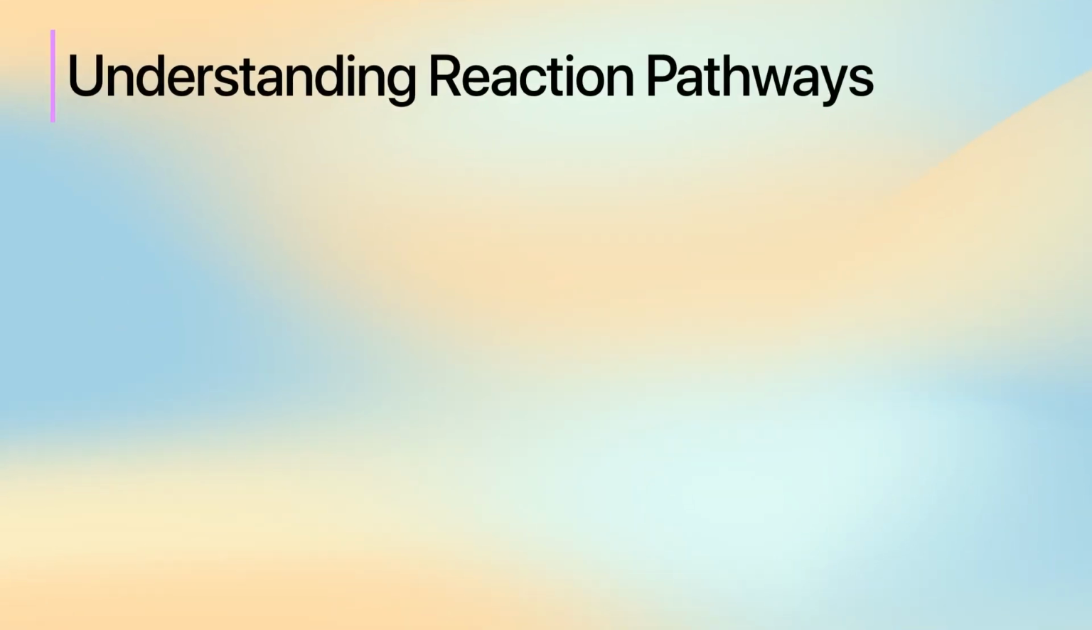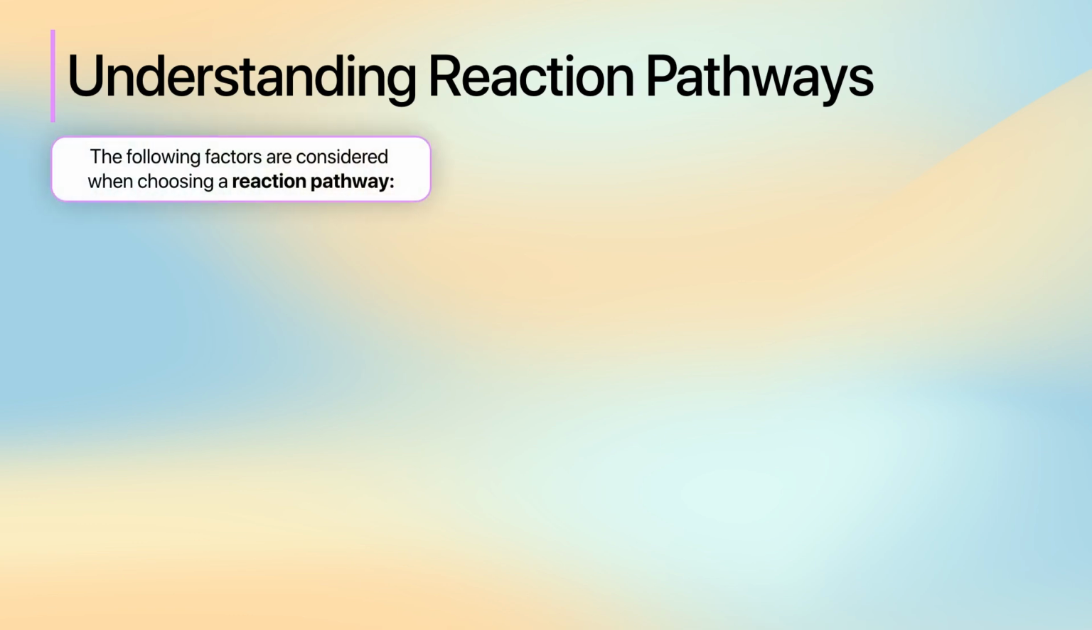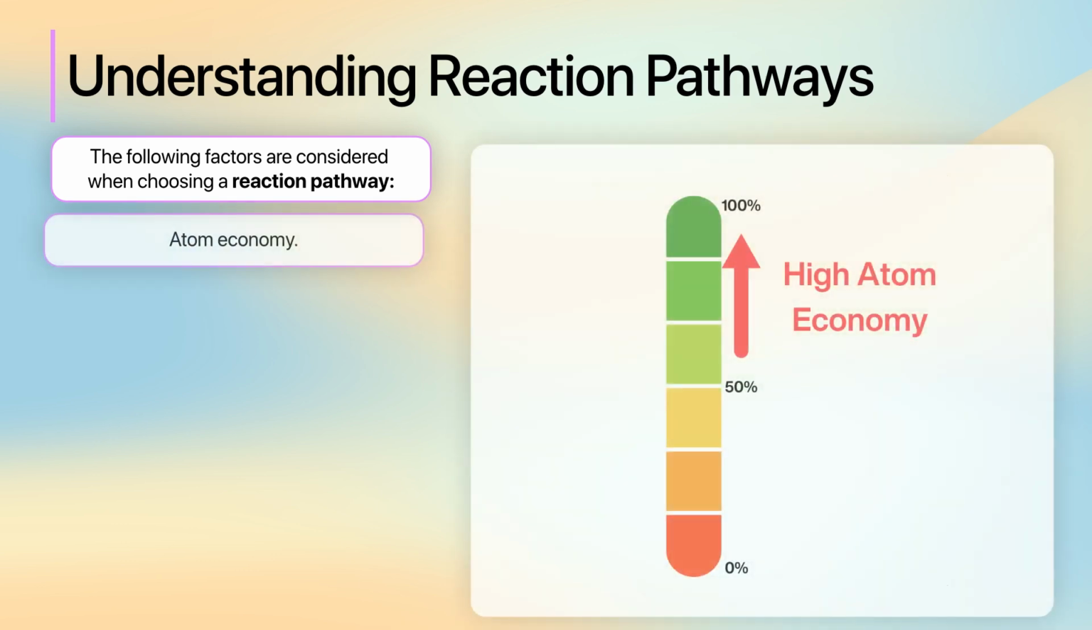When manufacturing a product in an industrial setting, scientists usually consider more than one reaction that can produce this product. Atom economy and percentage yield are two factors that affect the reaction pathway. Let us examine the factors in more detail. Firstly, higher atom economy means a more efficient and sustainable reaction, so reactions with higher atom economy are typically preferred.